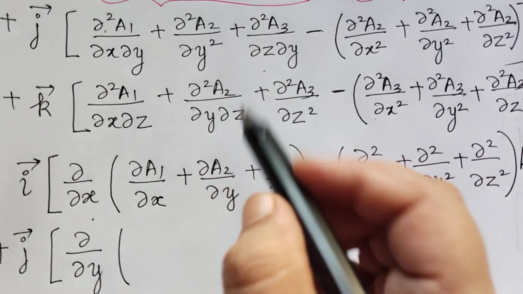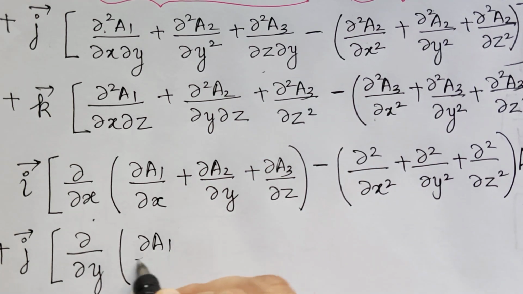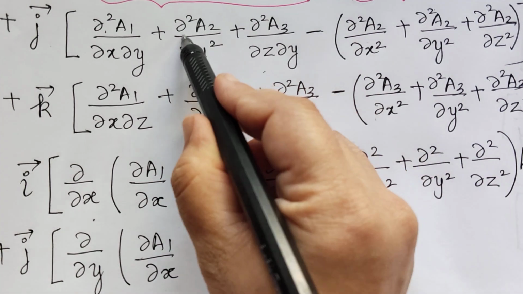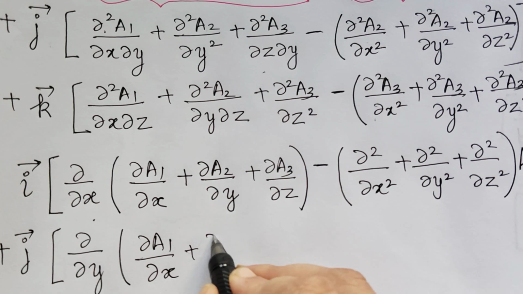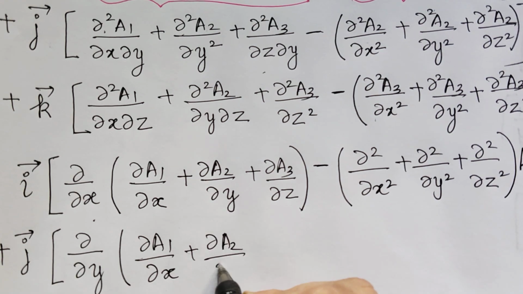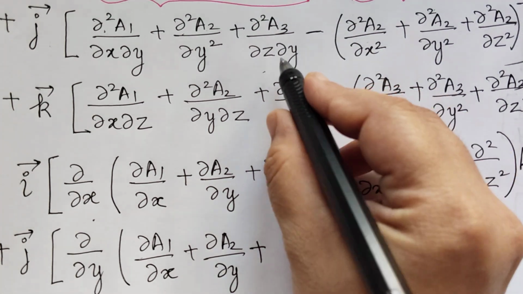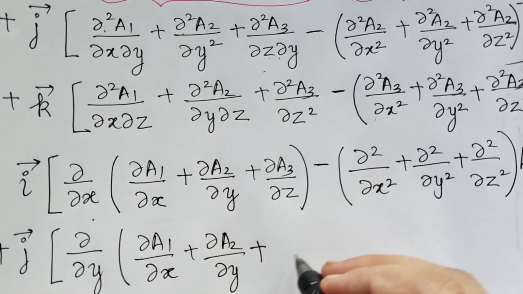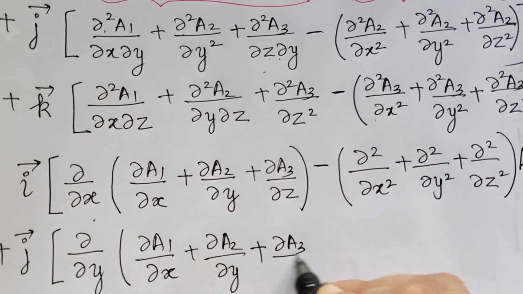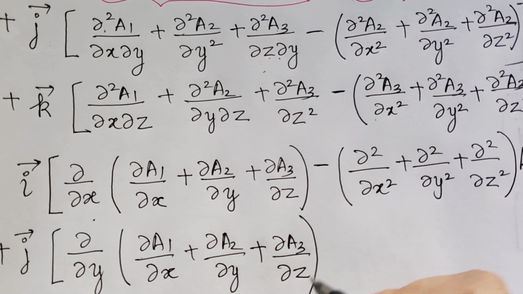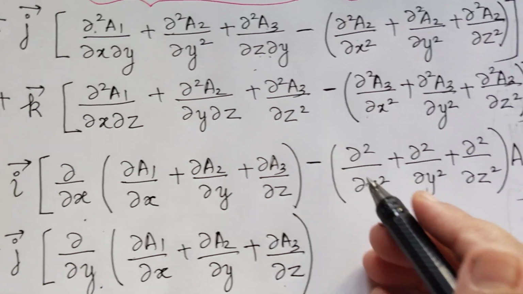∂a1/∂x. So ∂a1/∂x. And in the second term, ∂a2/∂y. So plus ∂a2/∂y. Plus in the third term, ∂a3/∂z. So ∂a3/∂z. So after taking ∂/∂y in common, this is what we obtain.